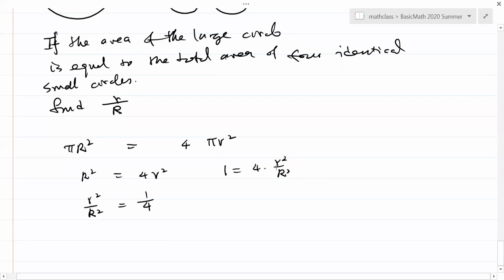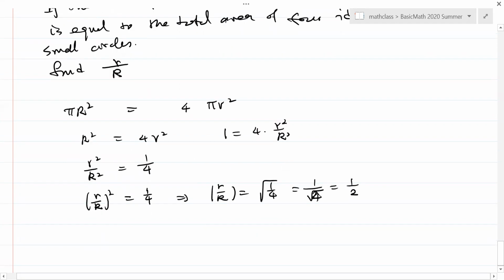Then this little r squared over capital R squared equals a quarter, right? So then you solve for r over capital R, and that is going to be the square root of 1 over the square root of 4, right? And that is 1/2. Good job.